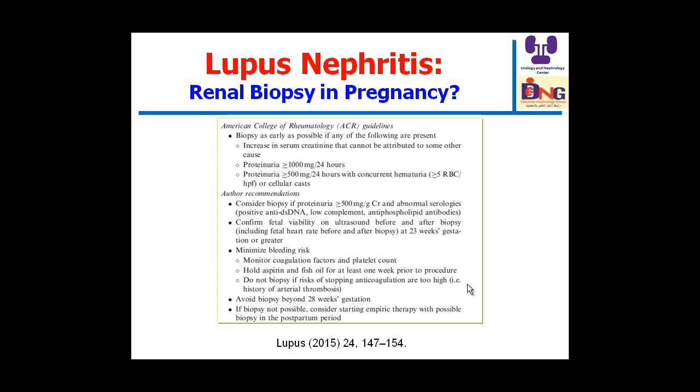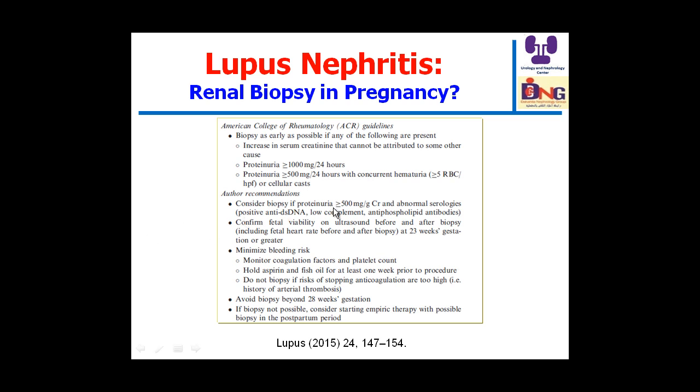The situation in pregnancy is very difficult, whether to do biopsy or not. However, we should be cautious. Biopsy as early as possible if any of the following are present: an increase in serum creatinine that cannot be attributed to some other cause; proteinuria above 1 gram; proteinuria above half a gram with concurrent hematuria or cellular casts. So these are the indications of biopsy in early pregnancy.